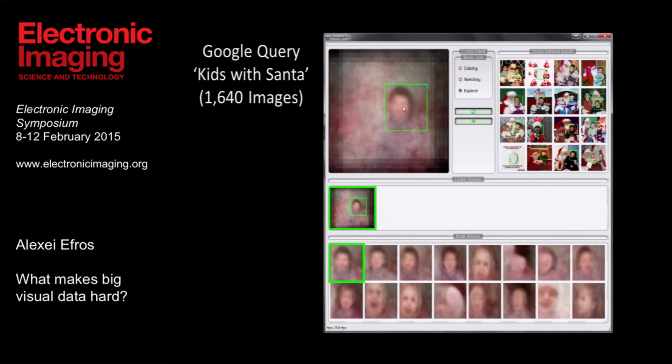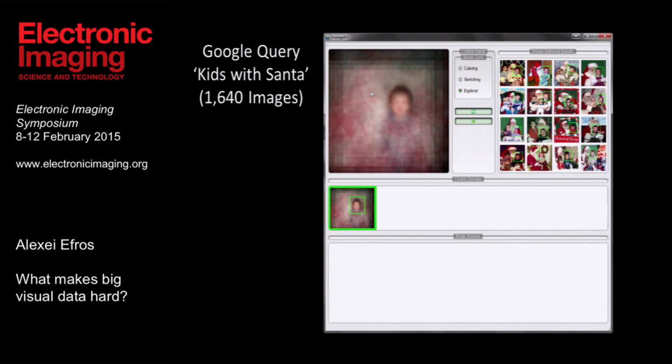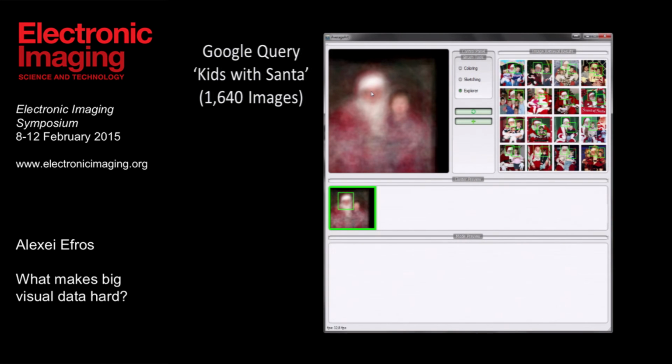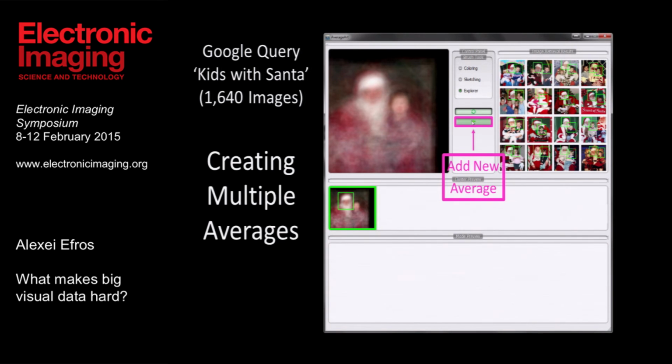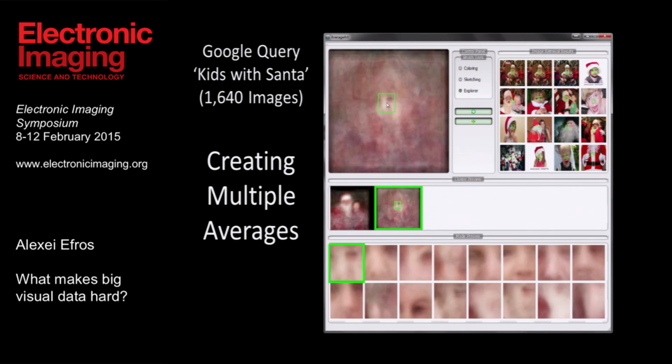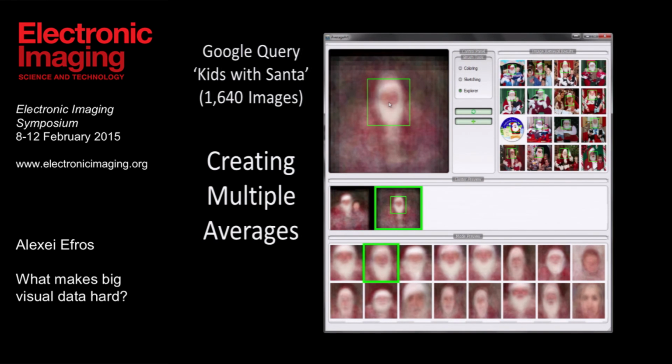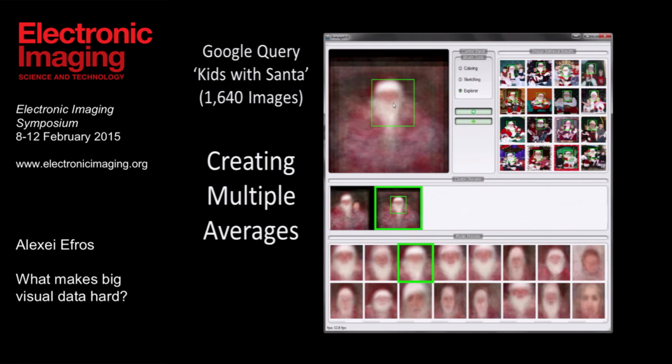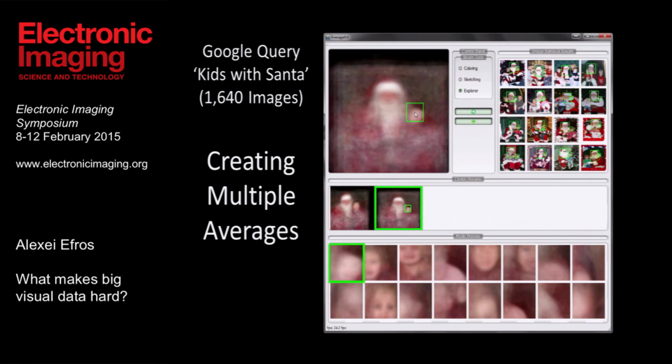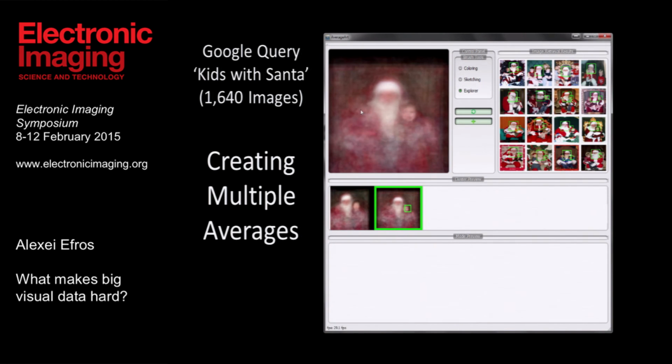So we can now go back to the Kids with Santa and see if we can do better than before. Here is our version of Kids with Santa with a user in the loop. And we can say, well, maybe there are more modes in this data, so we can create a new average, and then see if we can get the Santa, say, with 2 kids, and so we can use the tools to figure this out.